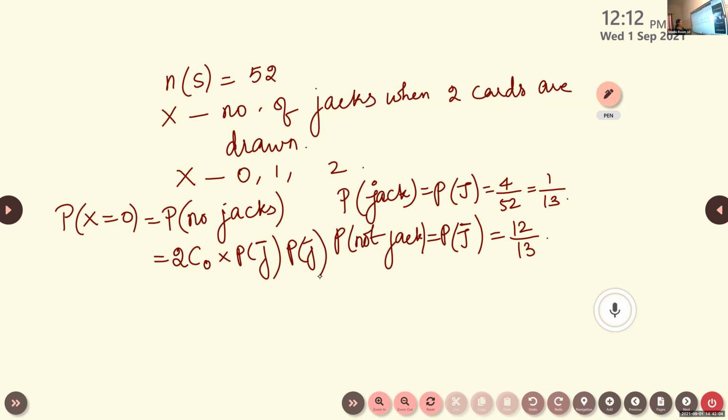It is given we are taking the card 2 times, so a trial of 2 times. And how many times do we get a jack here? 0 times. So we write this as 2C0. Both the times we get J bar into J bar. What is 2C0? It is 1 into, what is J bar? 12 by 13 into 12 by 13. So it is the same as 144 by 169.